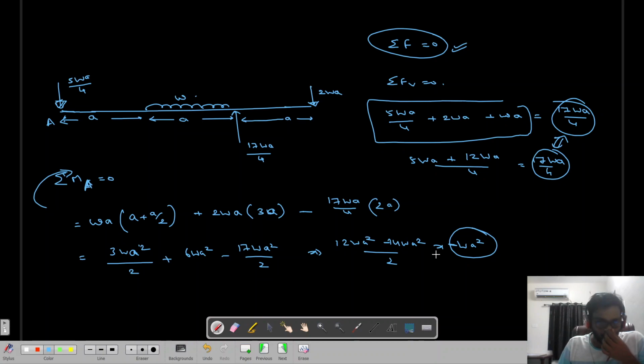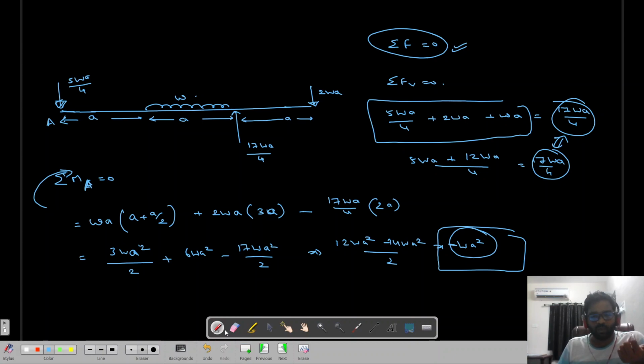So what it indicates, there is some net moment acting on the beam. WA square minus indicates anti-clockwise direction. So we have to apply some clockwise moment on the beam, at any point, to keep the beam in moment equilibrium.